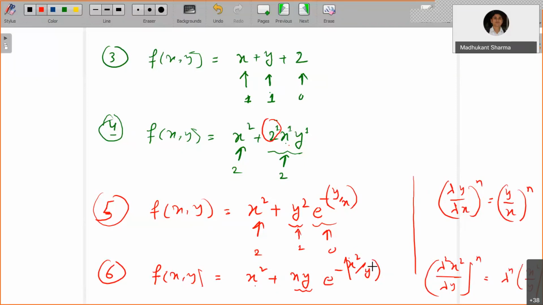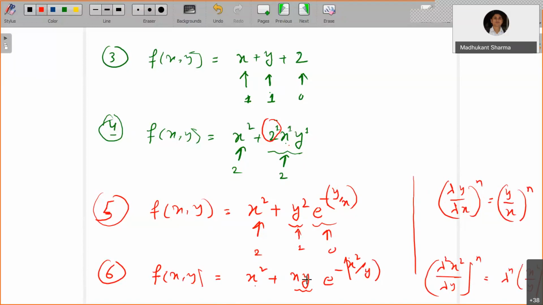If you have x square by y square here, 2 minus 2 is 0. Then you can certainly talk about the homogeneous function. If it is not of degree 0, straightforward, it is a non-homogeneous function. Or if you are still not confident, you just work out some examples and verify by replacing x by lambda x and y by lambda y and try to deal with it.